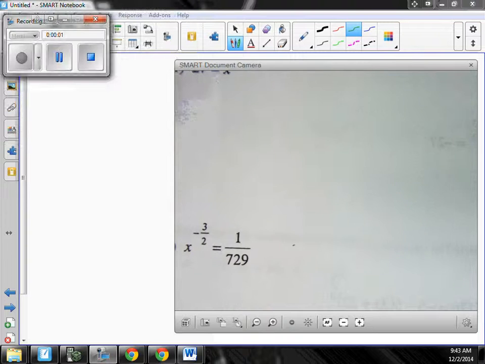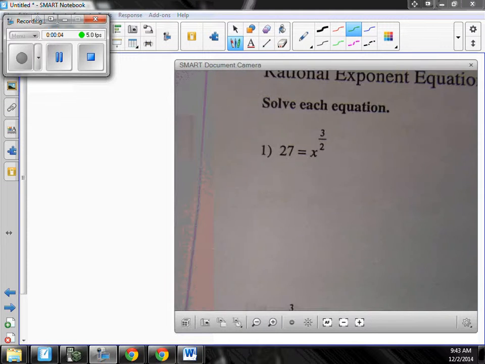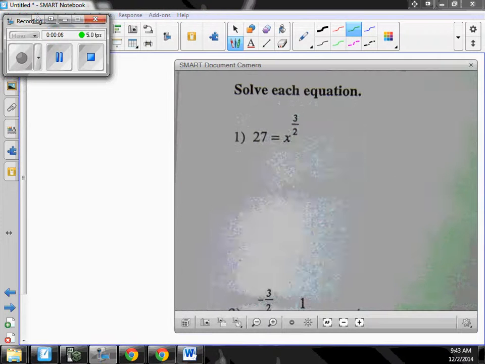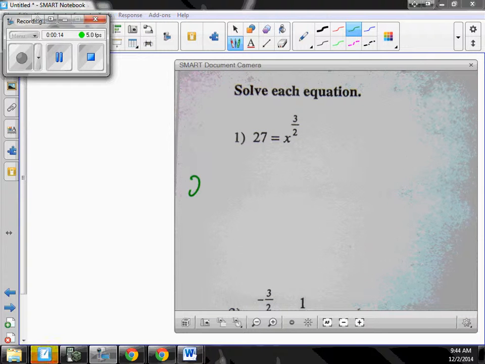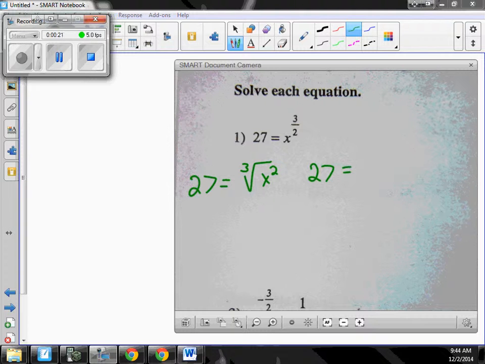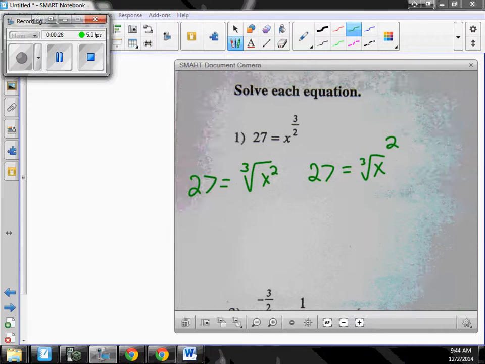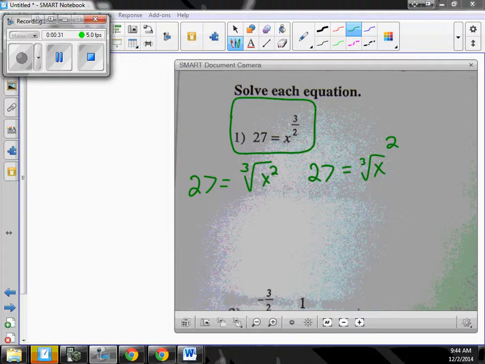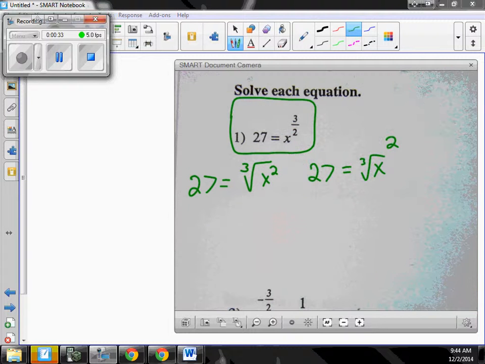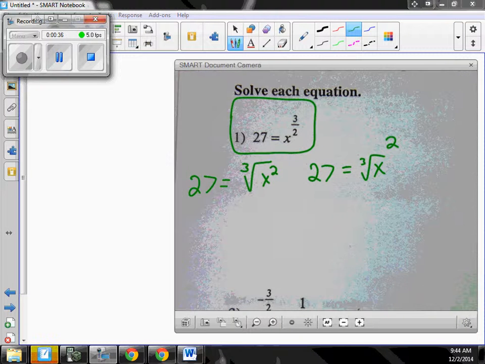So on the first problem here, we're solving 27 equals x to the 3 halves. I'm going to do this 3 different ways, and whichever way makes the most sense to you is the one that you want to use. So this could be 27 equals the 3rd root of x squared, or 27 equals the 3rd root of x all raised to the 2nd, or we could just leave it in this form. We'll do all of them, and we'll probably all decide that one of them is super easy.